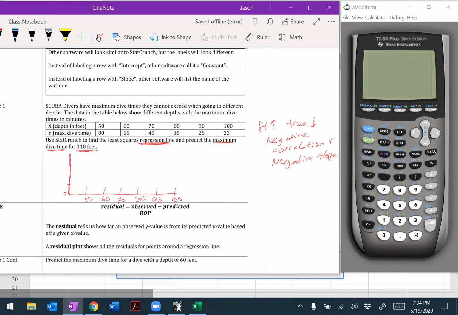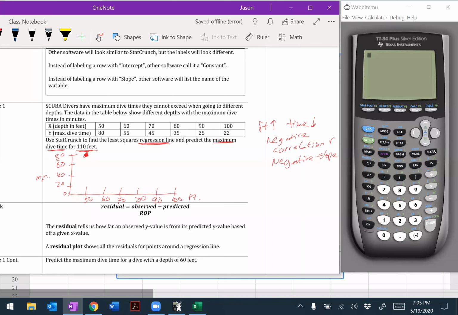So 0, 30, 60, 90. This is time in minutes. Nope, we could do better because it only goes up to 80. So I could do 20s: 20, 40, 60, 80. There we go. This is in minutes, and this is in feet. So at 50 feet, we're at 80 minutes. Boom, nice.